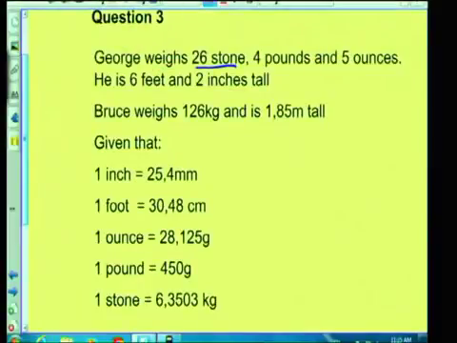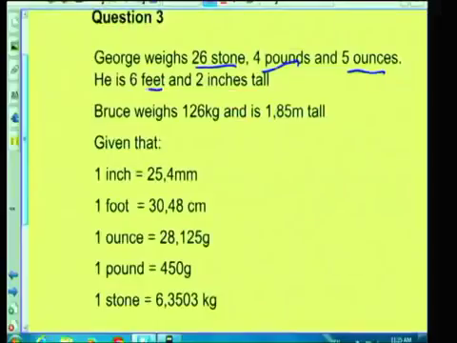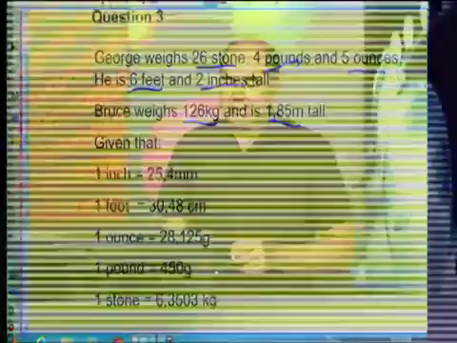It tells us that George weighs 26 stone, 4 pounds, and 5 ounces. Now, you might be thinking, wow, I've never heard of this sort of story before. Then it also says he's 6 feet and 2 inches tall. Bruce, however, weighs 126 kilograms and is 1,85 meters tall.